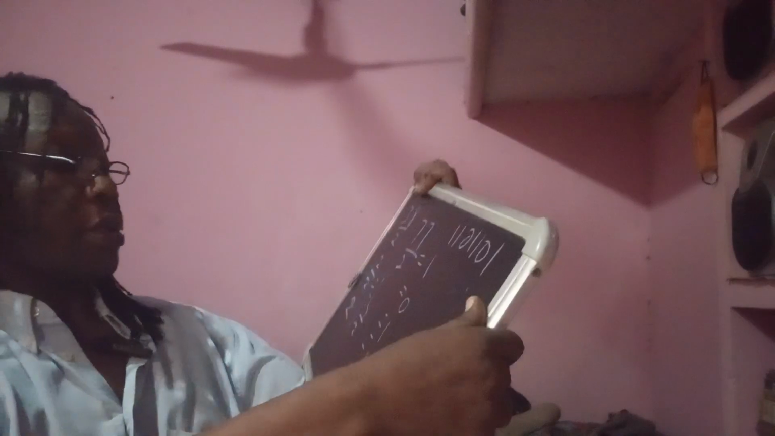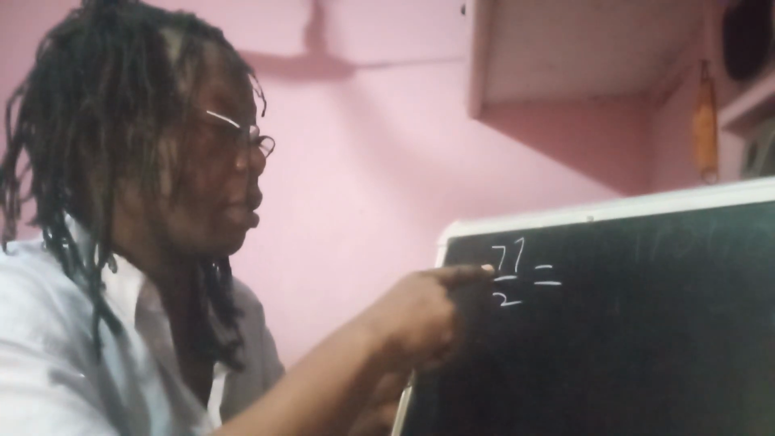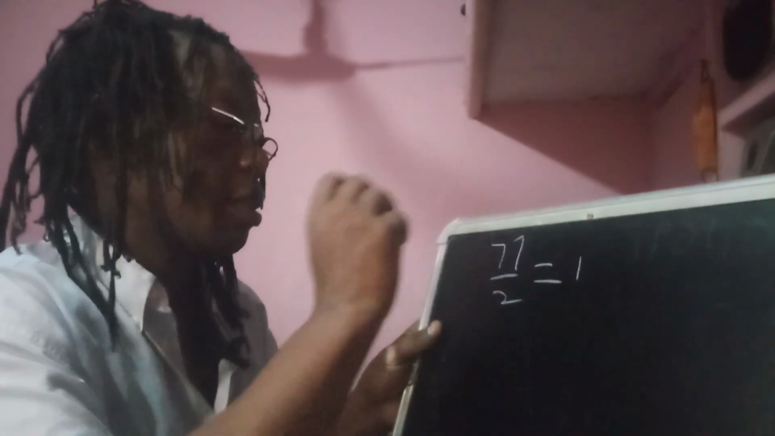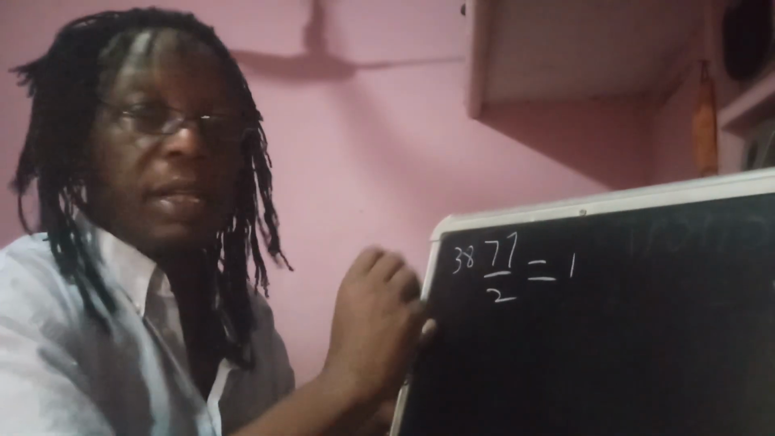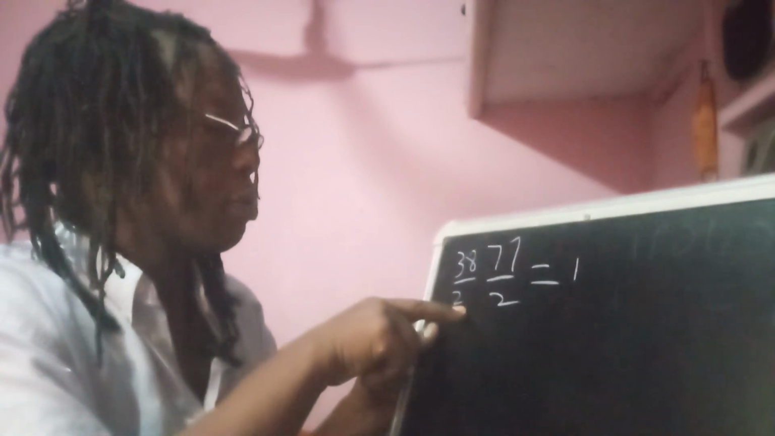But I think something is wrong here. Let's try to reconvert this. Let's start over again. I think something's wrong here. Let's start again. We have 77 divided by 2. This will go here 38 times, with 1 as the remainder. So we have 38 as a value. So we divide this by 2, 38 divided by 2.